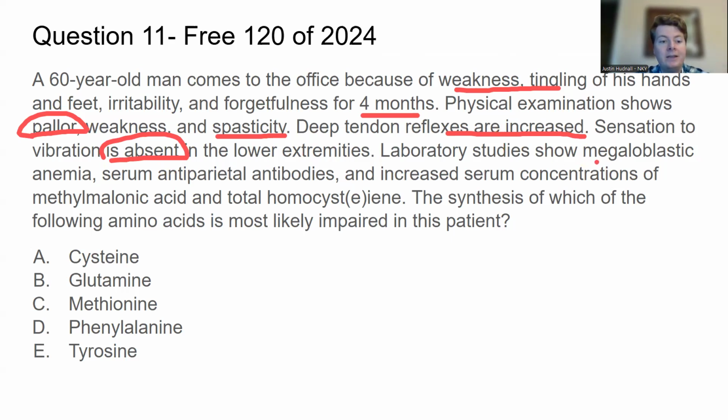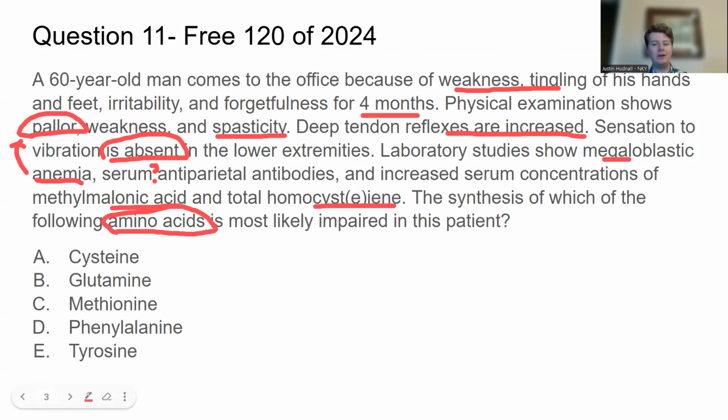Laboratories show megaloblastic anemia. There's our anemia to go with the pallor. Serum antiparietal antibodies, which I didn't know off the top of my head how that relates to anything, so I didn't really think of that initially. I just put a question mark and was going to come back to it later. Increased serum concentrations of methylmalonic acid and total homocysteine, which is important with a megaloblastic anemia. And then the question's talking about synthesis of amino acids. So it's ultimately a foundations question, but it's bringing in all of this heme/lymph and neuro to get there.